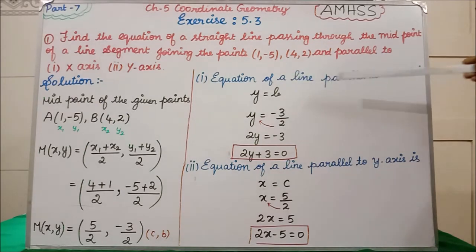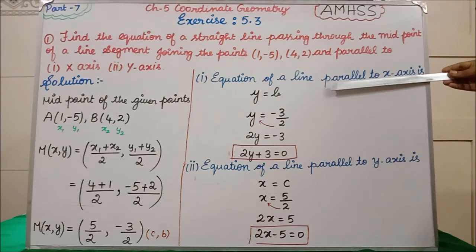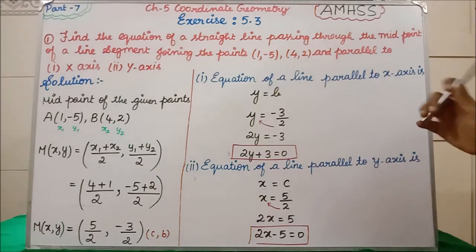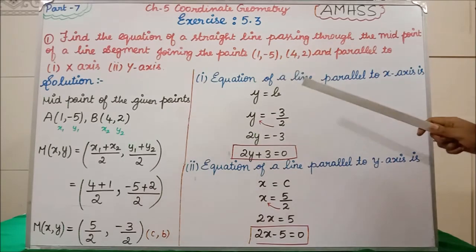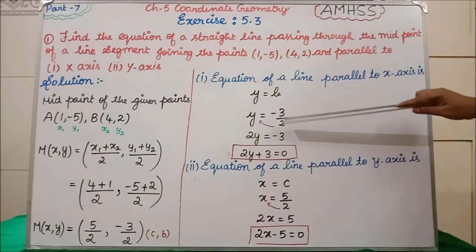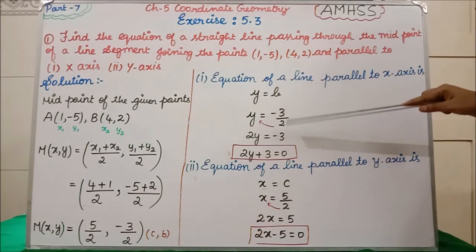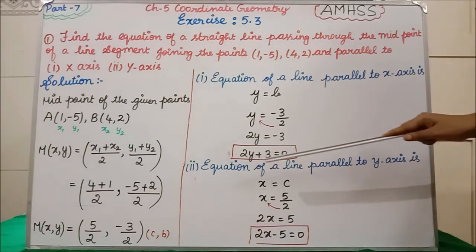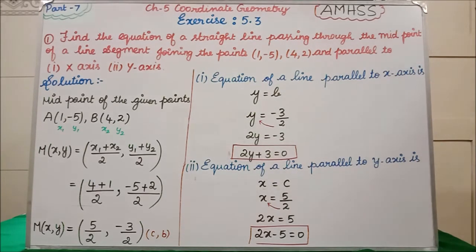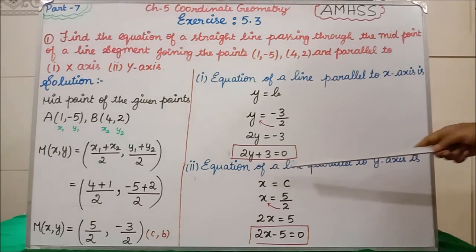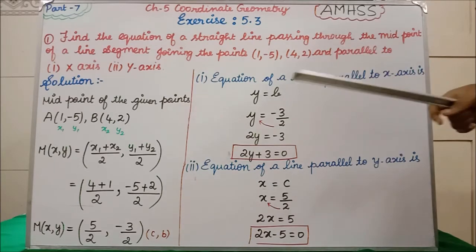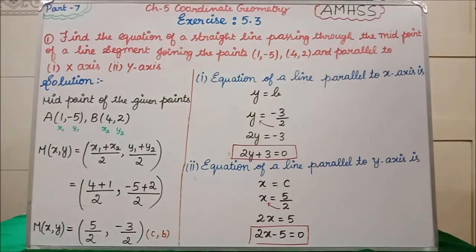So the formula for parallel to the x-axis is what? y equal to b is our formula. Clear? y is equal to, what is our b value? Minus 3 by 2. Cross multiply this 2: 2y is equal to minus 3. Take this minus 3 inside: 2y plus 3 equal to 0. Now we have got an equation of a straight line, isn't it? The x term is not there, but we have the y term and the constant.